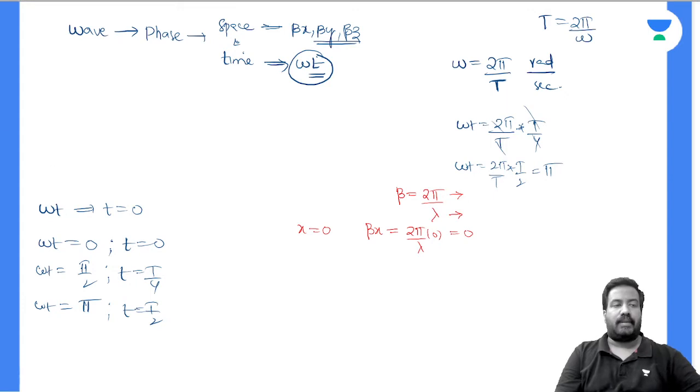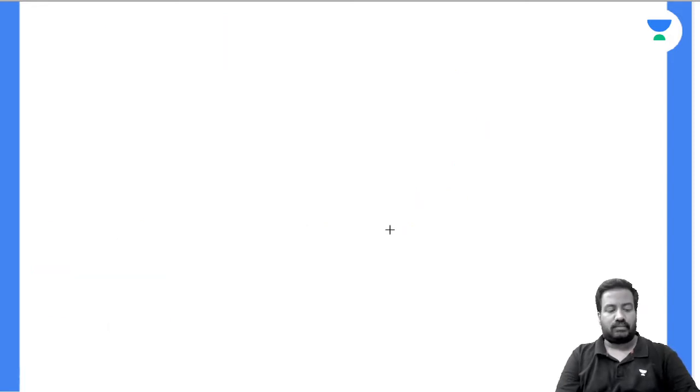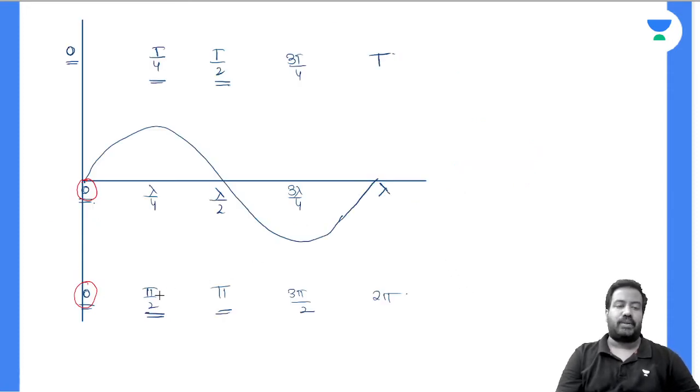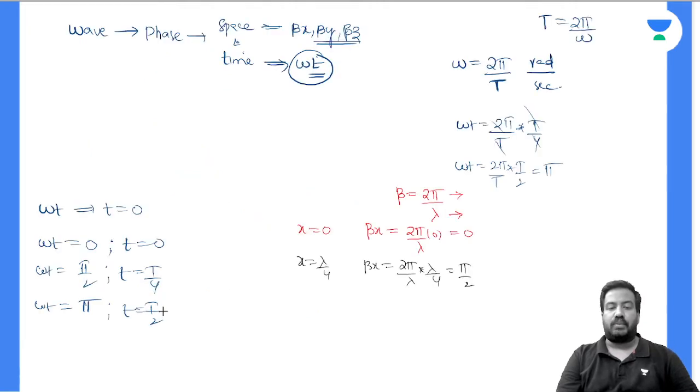Similarly, when x is lambda by 4, beta x is 2 pi by lambda into lambda by 4, that's pi by 2. See here, x is lambda by 4 spacing, then the phase shift is pi by 2.